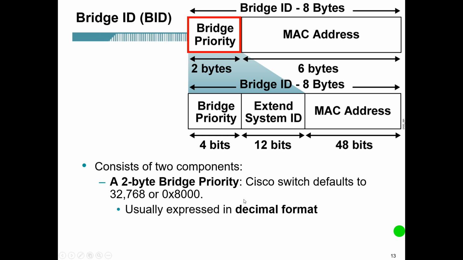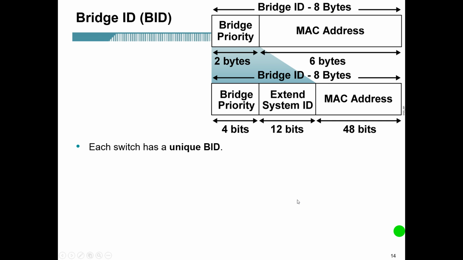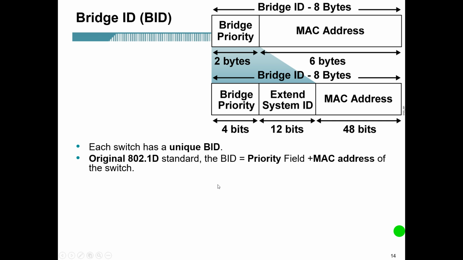Usually expressed in decimal form, but sometimes you can see it in hexadecimal. And a 6 byte MAC address, which is expressed in hexadecimal. Each switch has a unique bridge ID because, again, it's based off of the bridge priority and MAC address. Within the original 802.1d standard, the BID was the priority field plus the MAC address field.